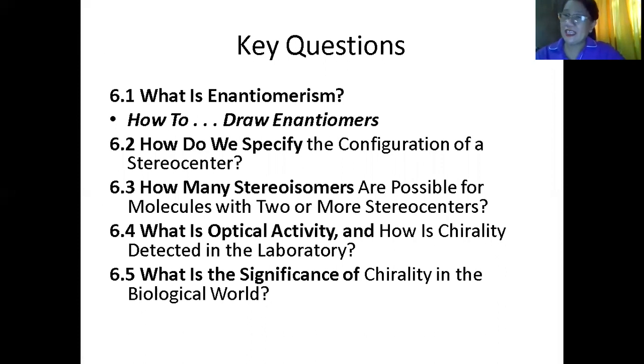So the key questions, the main objective of this lesson, is we are going to define what enantiomers are. Enantiomers are mirror images. As you can see here, this is my left hand. The mirror image of my left hand is my right hand. Right? This is the left and the right. So that is enantiomers. Let us look at what makes them enantiomers, meaning mirror images.